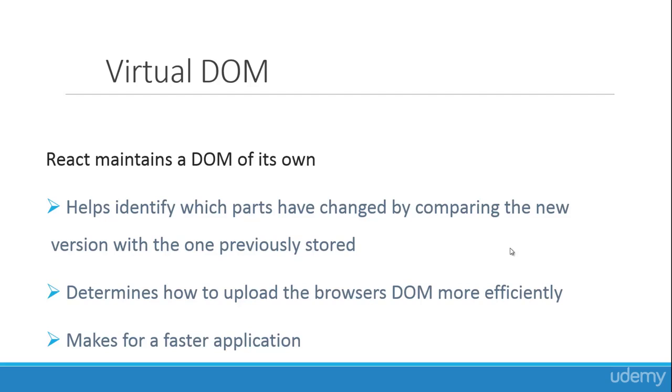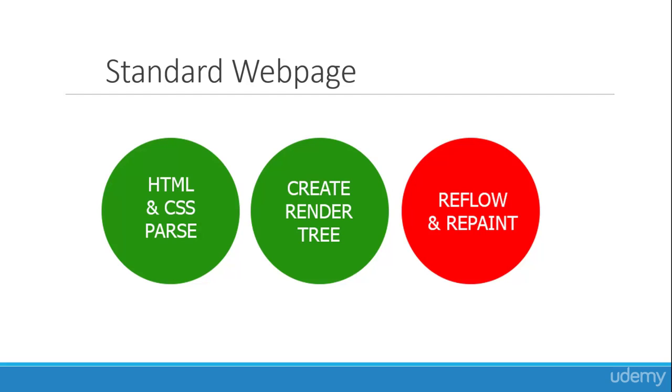Alright, so let's take a look at what goes into loading and rendering a standard web page. So there's basically three basic steps. First, the HTML and CSS gets parsed. Then it will create the render tree, and then finally it'll reflow and repaint, or refresh. Now the first two things are extremely fast. They happen almost instantly. The last thing, reflow and repaint, is basically when your UI changes and it displays the new version depending on however you changed the UI. And that's what takes a while.